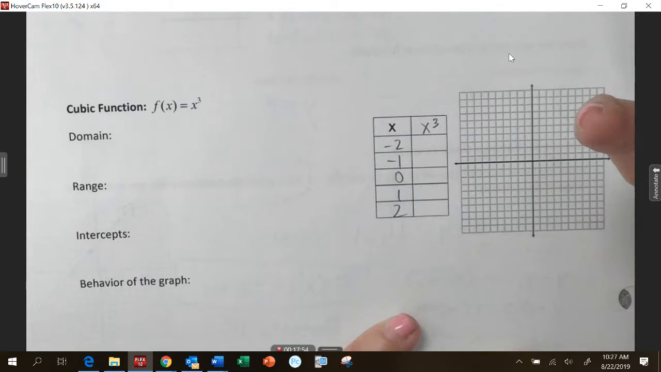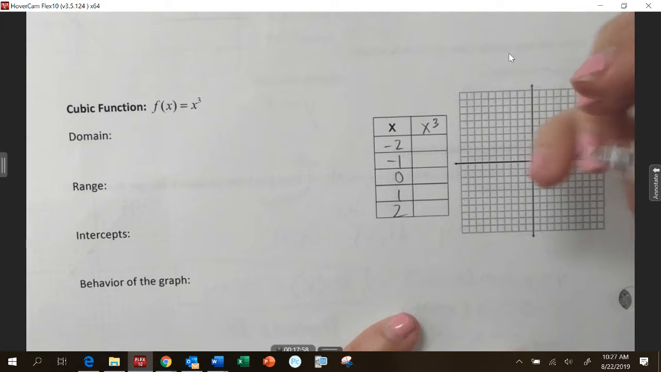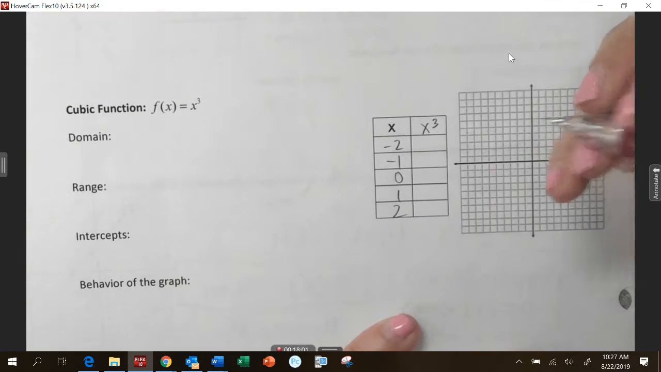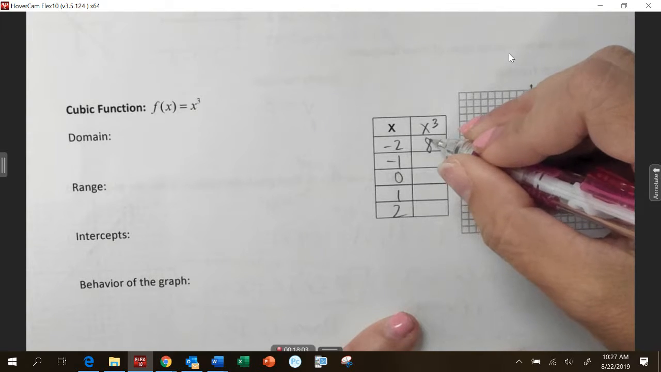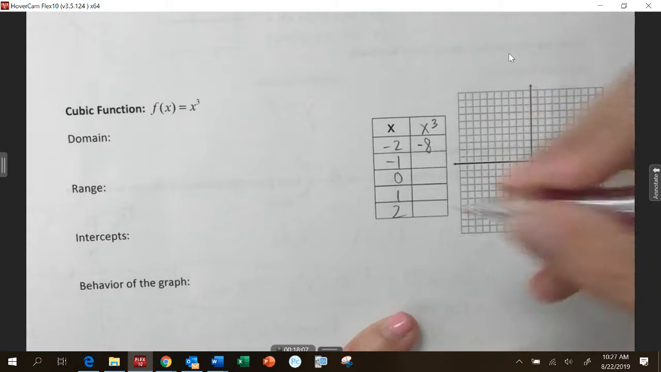So all you have to do is just think for yourself. If I cube 3, oh, that's not going to be on my graph. I'm not going to cube 3. All right? So go ahead and cube those. And when I cube a negative number, negative times negative times negative, it's still negative.